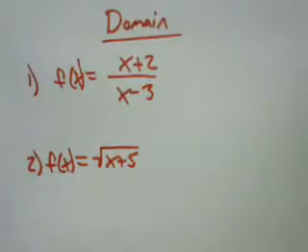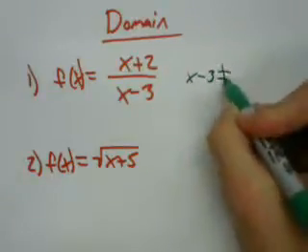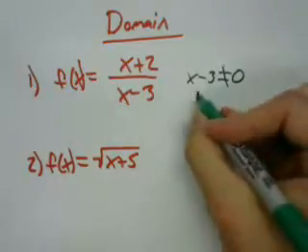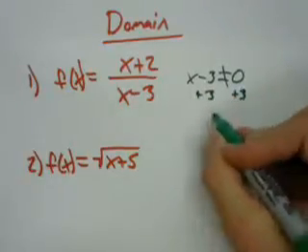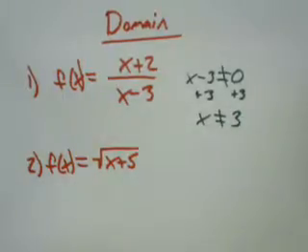So here, division by 0. I can say x minus 3, that better not be 0, and then I work it from there. X minus 3, well, I can add 3 to both sides. I get x cannot be 3. Okay, so x cannot be 3.